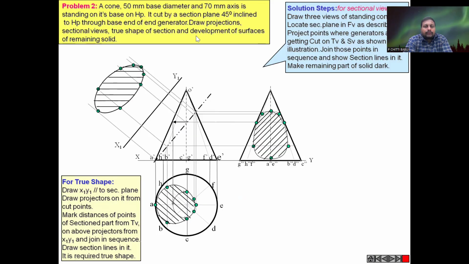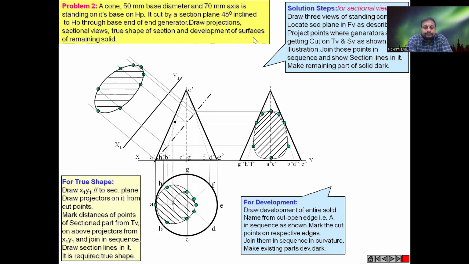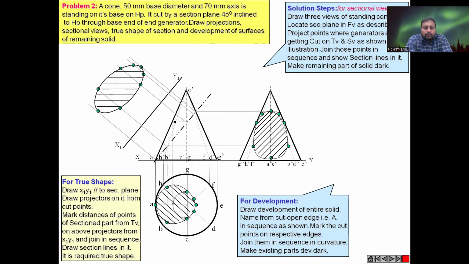Now we are moving to the development of surfaces. In order to find the development angle, we need to find theta equal to small r by capital R, where small r is the radius of the base circle, and capital R is the slant edge radius.